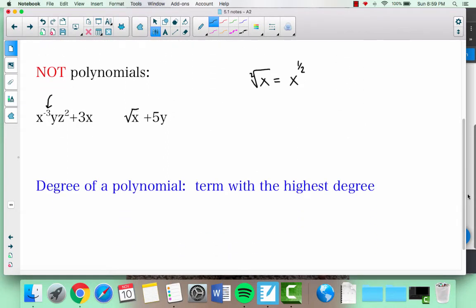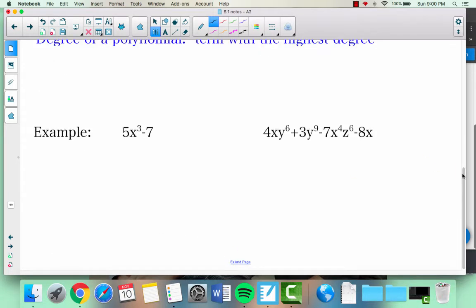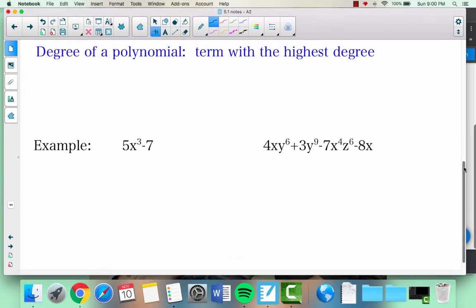Now, the degree of a polynomial is found by looking for the term with the highest exponent combined. If I have these two examples here, what I would want to do is first make sure they're polynomials and then figure out their degree. In 5x to the third minus 7, all positive exponents, no fractions, so we know it's a polynomial, and we then have to look for the highest exponent, which is a 3. So we would say that the degree is 3.